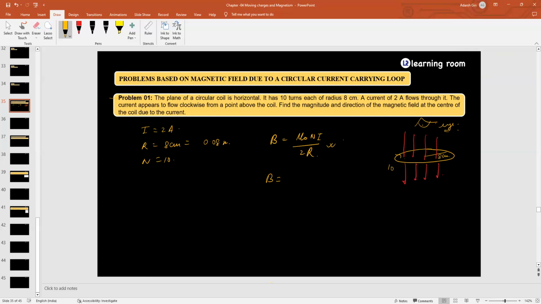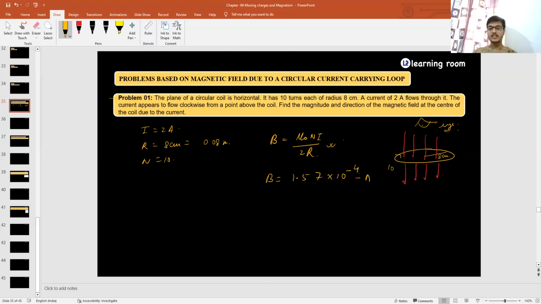Sir, yeah, how much are you getting? 1.57 into 10 to the power minus 4. This is said by Adarshini. Any more answers? 15.7 into 10 to the power minus 5. Same answer, Laya. Okay, this is correct. Both are correct. But you must have studied in class 11th orders of magnitude. Was that topic in units and dimensions? Order of magnitude. Have you studied this?